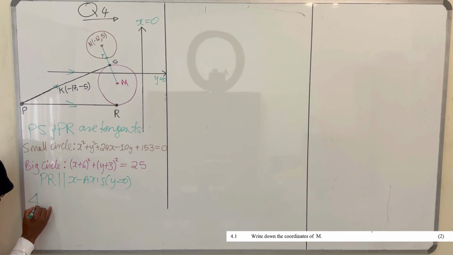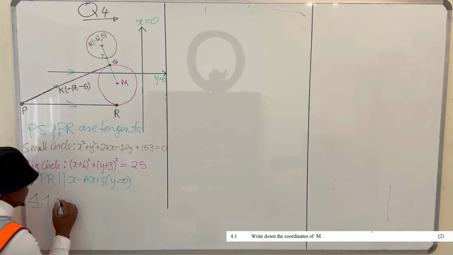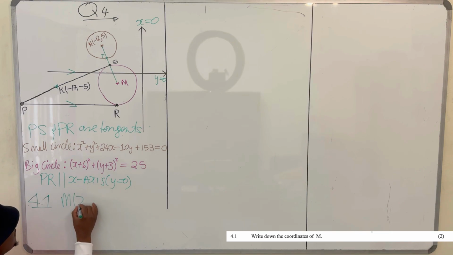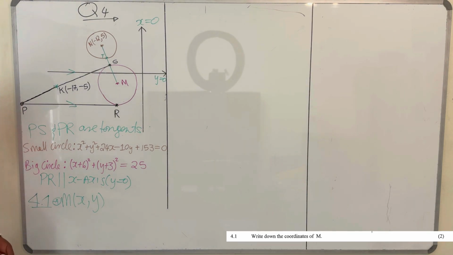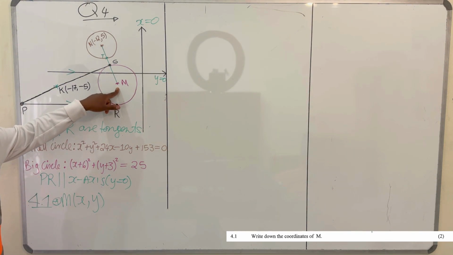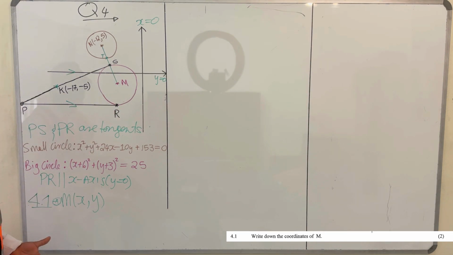So at 4.1, they want what? Coordinates of what? Of M. That's what they want. What is M? M is the center of the larger circle. We're told that M is the center of the larger circle. So how are we going to find this? We're given the equation of a circle to be this.